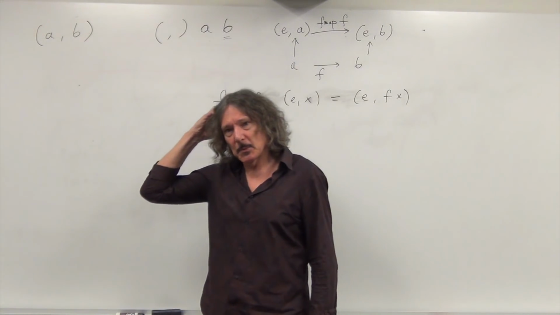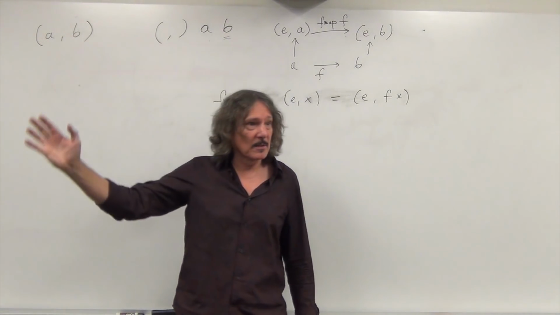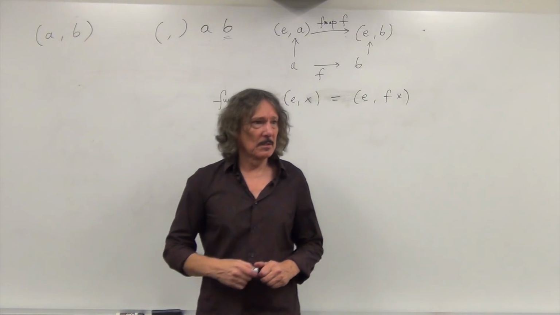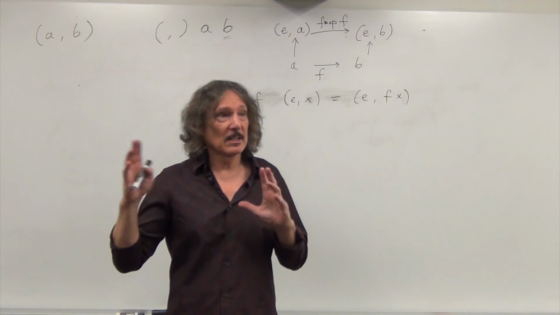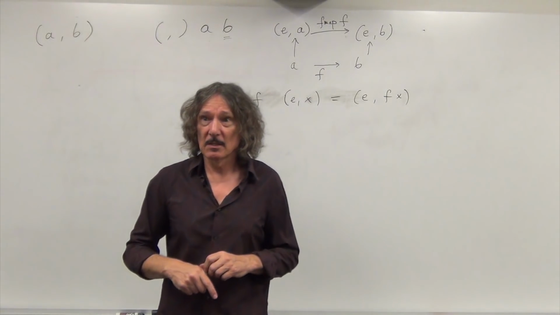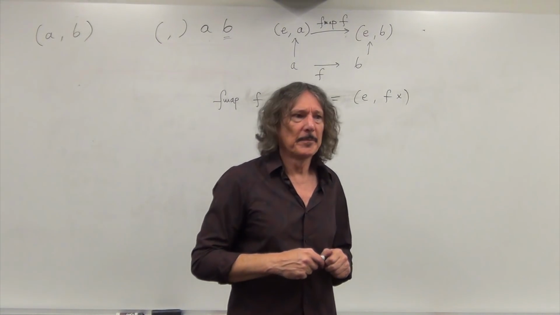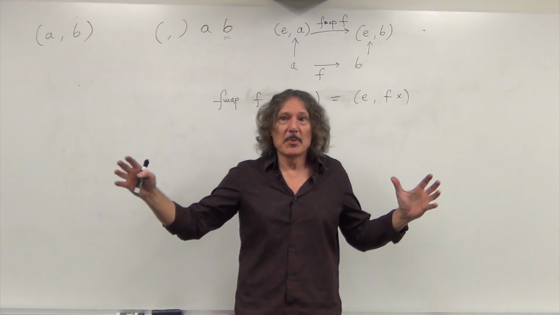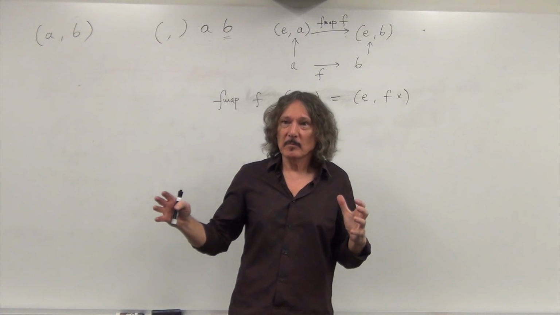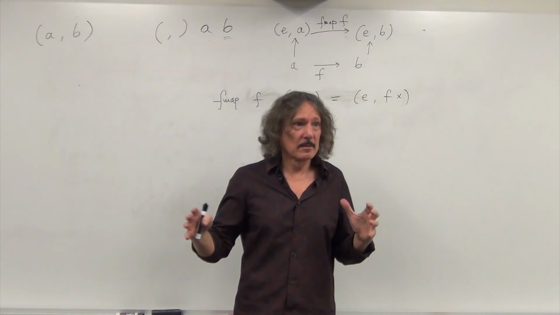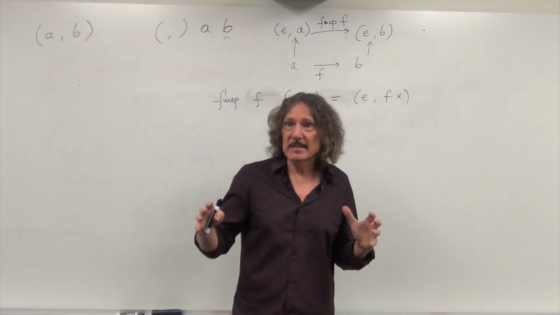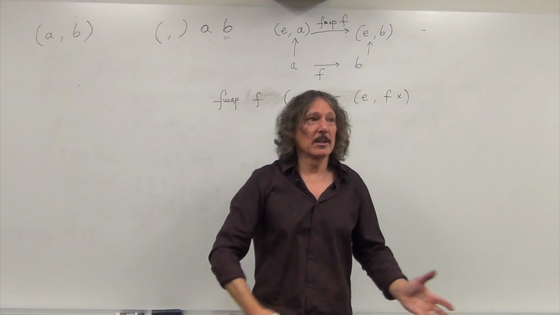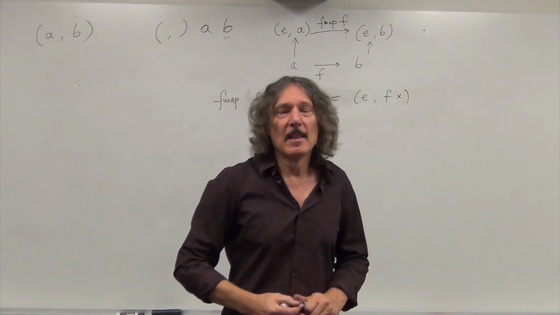But now, wait a moment. We know that products in category theory are these complicated beasts, right? We defined what a product in a category is, and it was using a universal construction. And now I'm saying I want to do something even bigger. I want to take a product of two categories. Isn't that something horrible? Monstrous, that will require a super universal construction on the category of all categories.